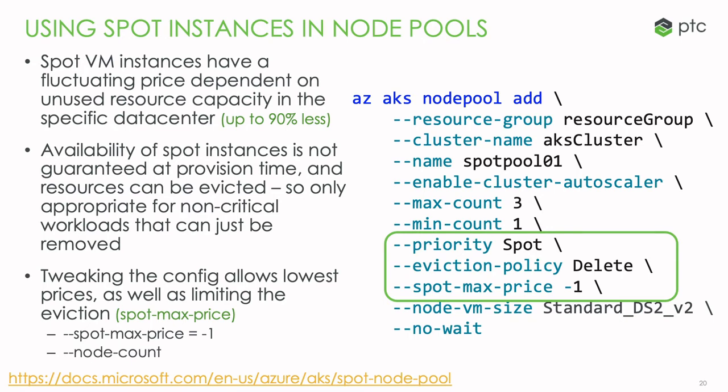And then the spot max price -1 is just saying that it's not going to evict the node right away if the price starts to go up a little bit. You can set a max price as the maximum price that you want. If you put it -1, the price is going to fluctuate, so you'll get essentially the best price that's available for spot instances at that particular time.